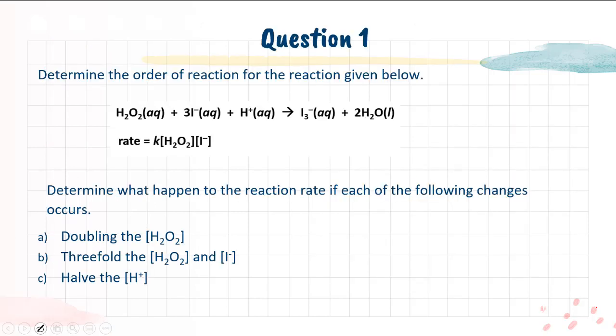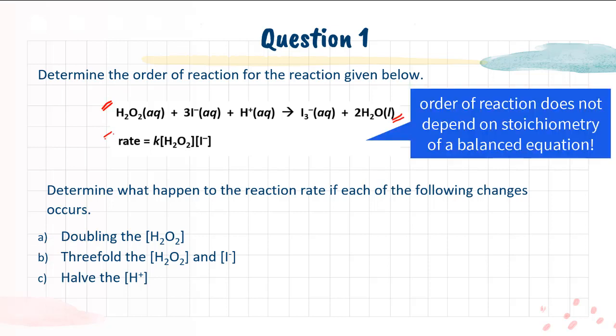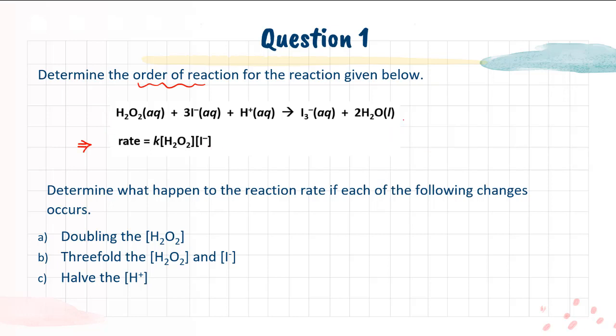All right, let's look at question 1. Determine the order of reaction for the reactions given below. In this case, you are given a balanced equation and a rate law. If you already have the rate law, you determine the order of reaction from the rate law itself. From the rate law, the order of reaction for the reactant H2O2 is first order as it is raised to power 1. For the iodide ion, it is also raised to power 1, so it is also first order.